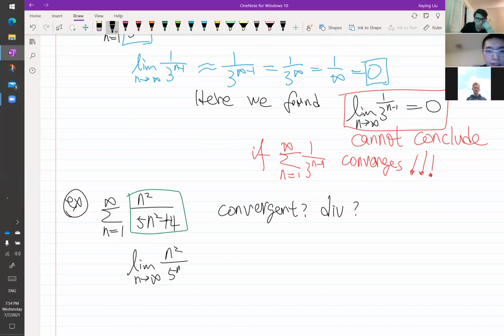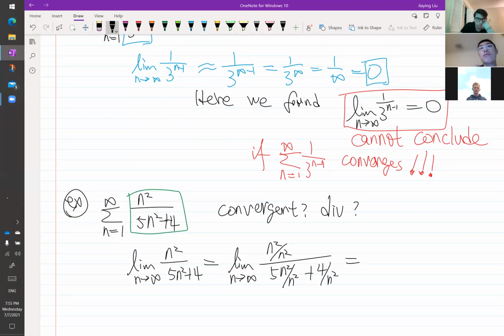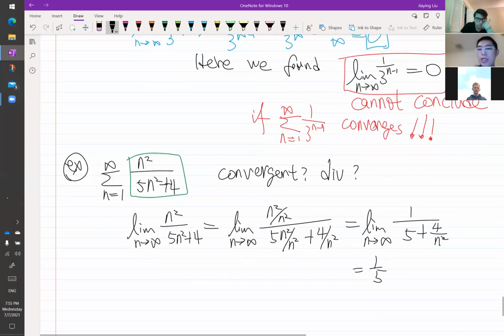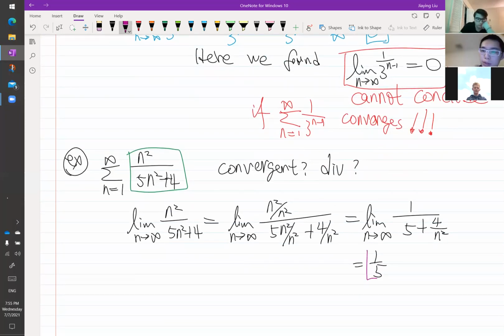The limit of n squared over 5n squared plus 4. I'm going to divide by n squared from numerator and denominator. So that's the limit as n goes to infinity of n squared over n squared divided by 5n squared over n squared plus 4 over n squared. Since we're already familiar with this, that's just the limit as n goes to infinity of 1 over 5 plus 4 over n squared. As n goes to infinity, this just becomes 1/5. It's a finite number, but it's not 0, right? So this 1/5 is not equal to 0.